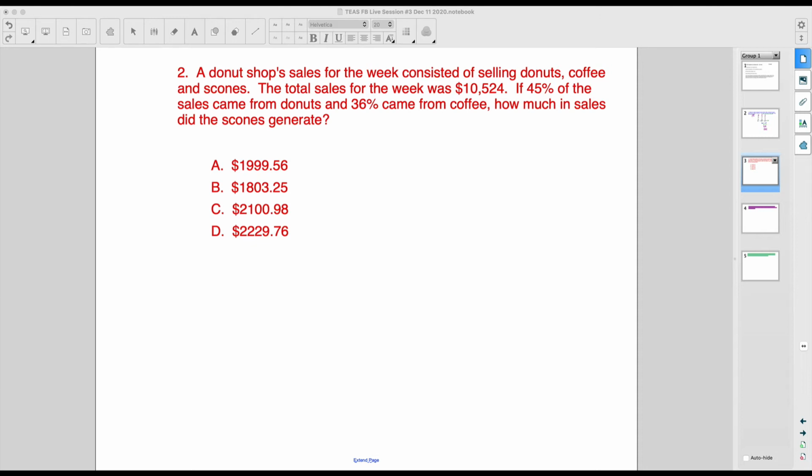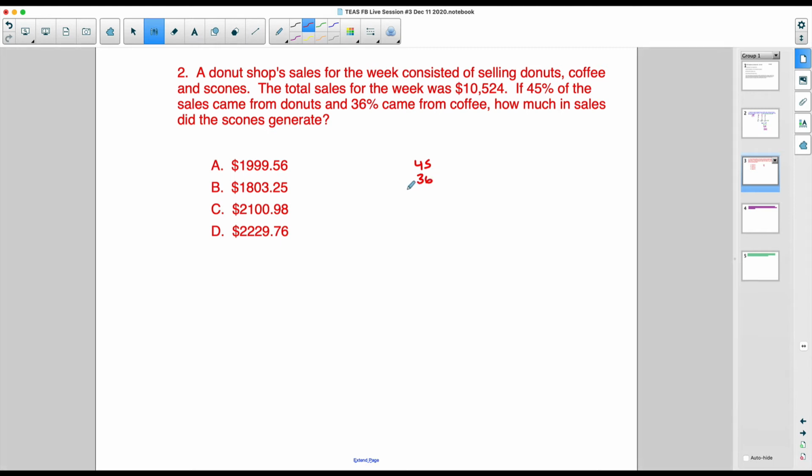And I see an answer over in the chat for A, and that is correct. So sometimes, and this is a prime example, you probably didn't look at the answers first. You probably actually tried to work it out. Let me show you one approach, one of many. I could sit here for the rest of the night and talk about this one problem and all the different ways to do it. The 45% is the donuts and the 36% is the coffee.